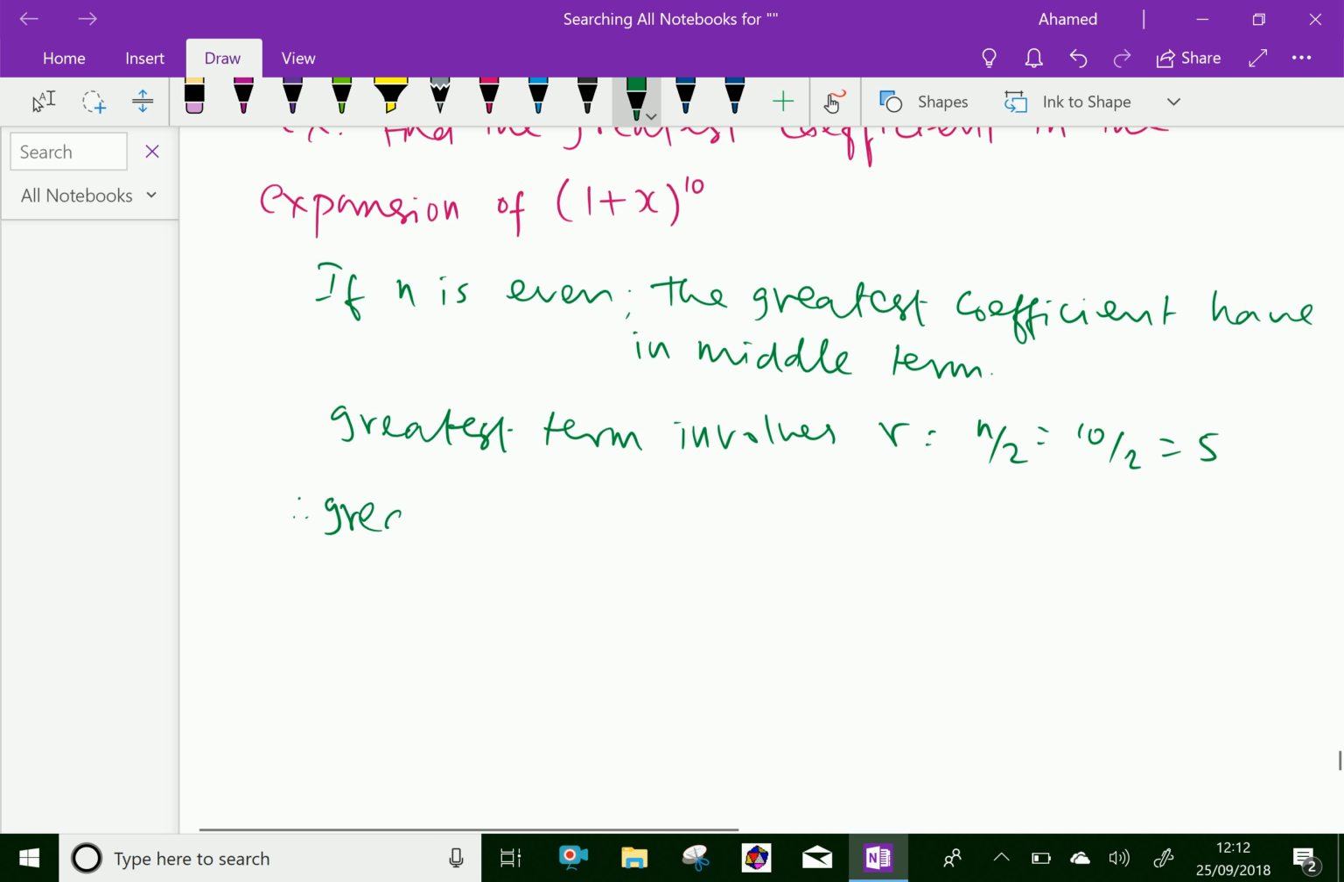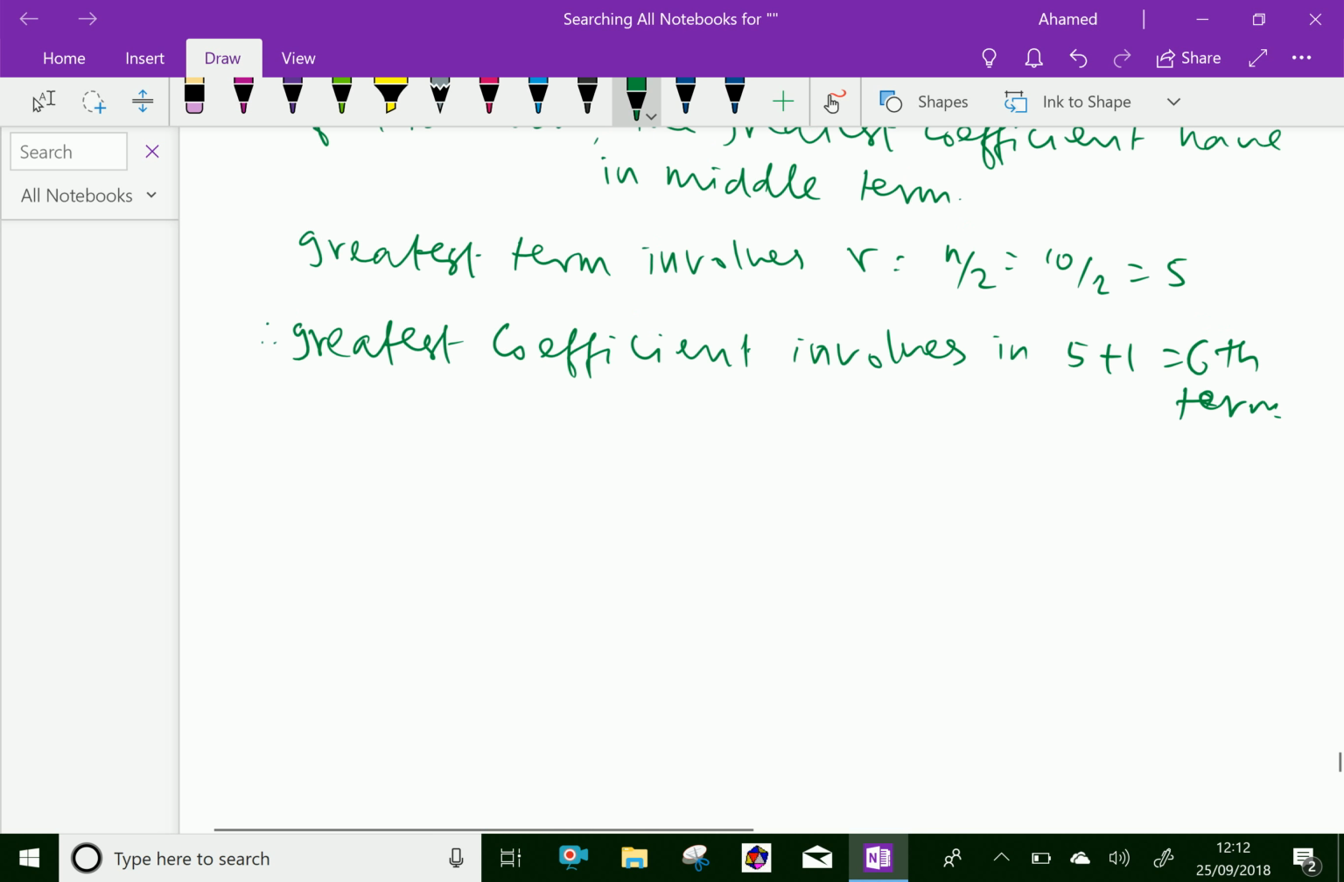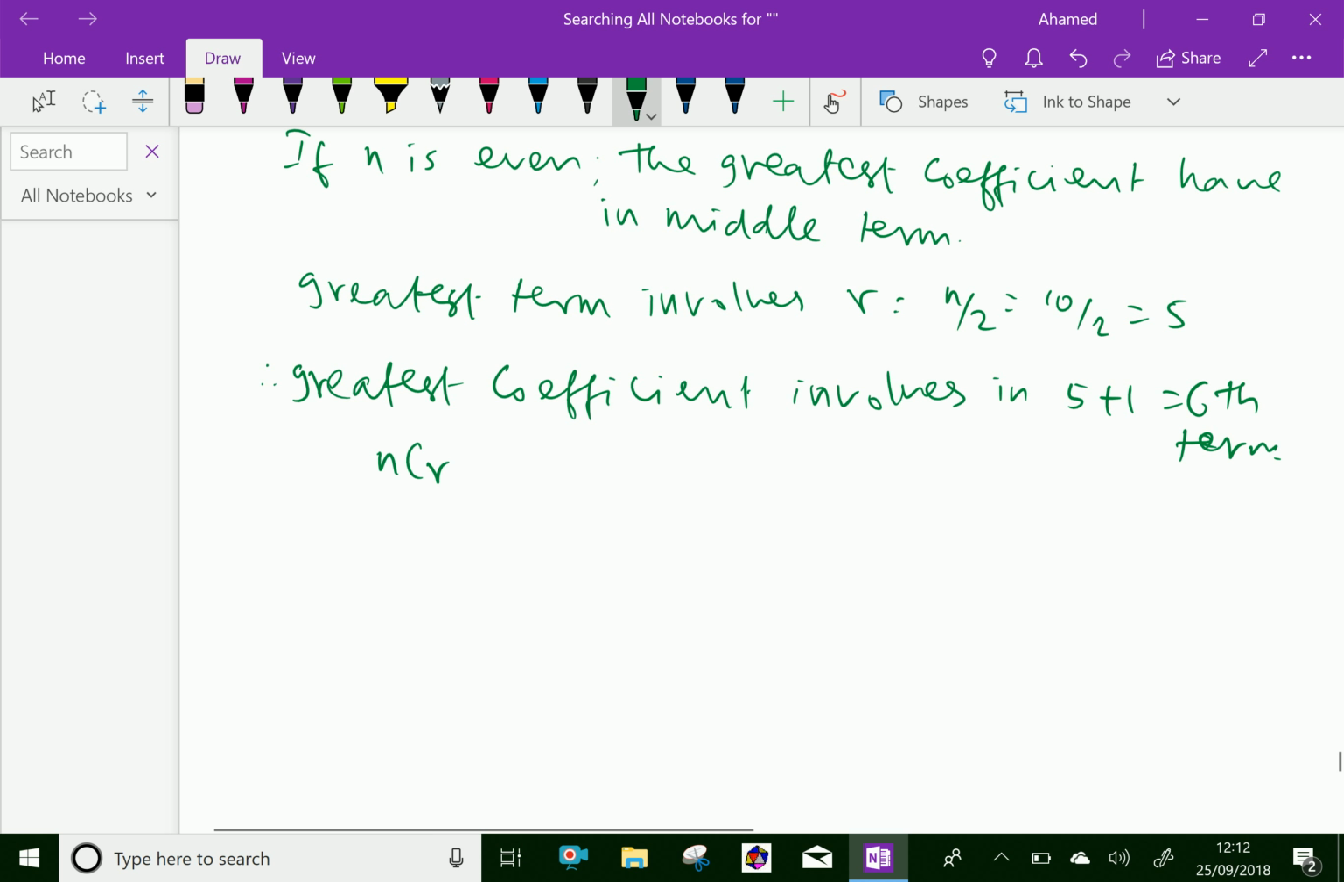Therefore the greatest coefficient is involved in 5 plus 1, that is the sixth term. Therefore we can say nCr, that is 10C5, is having the coefficient as the greatest term. 10C5, by calculation, you get 252.